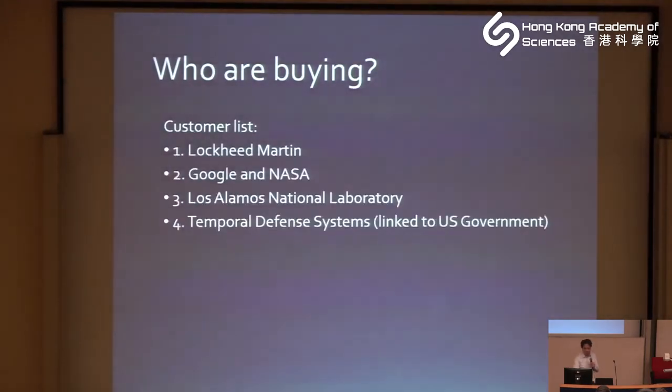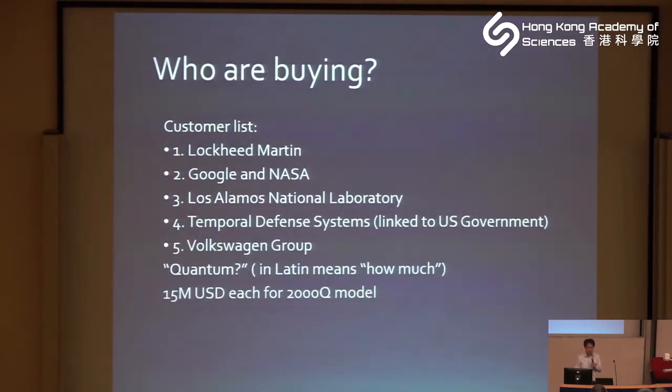And who is buying them? There are lots of companies buying them. So if you know who they are, this is Lockheed Martin, making lots of weapons, unfortunately. And you have Google and NASA. You have this Los Alamos National Lab. They buy quantum computers from this D-Wave company. This is a laboratory which made the first atomic bomb in the world. And you also have Volkswagen, the car company, probably trying to use a quantum computer to solve some optimization problems.